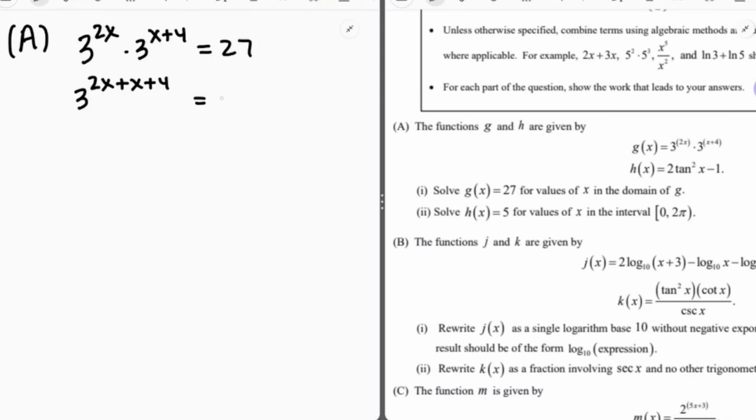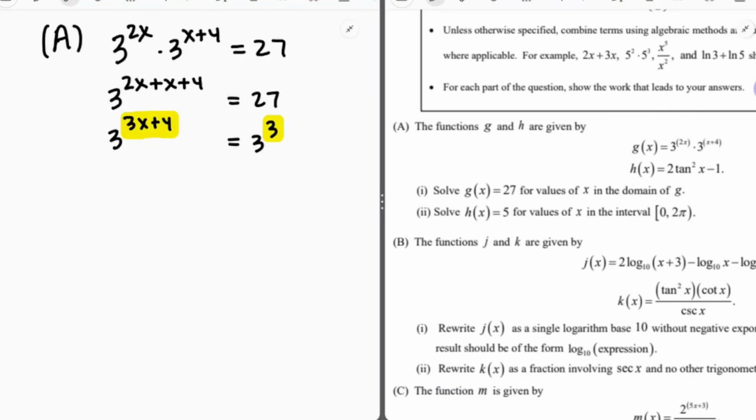I think we don't even need to take a log, really, because we know that 27 is a power of 3. So 3 to the 3x plus 4 equals 27, which is 3 cubed. So I think it'll be all right for us to equate the exponents. Here equal to that, and I get 3x plus 4 equals 3. 3x equals negative 1, and then x equals negative 1/3.